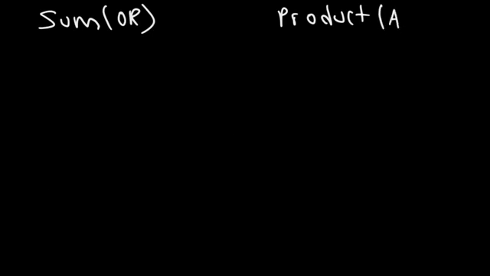Now let's review some basic rules of Boolean algebra. Whenever you see a plus sign, know that you're dealing with the OR logic gate. And if you see multiplication or a product term, remember you're dealing with the AND logic gate.